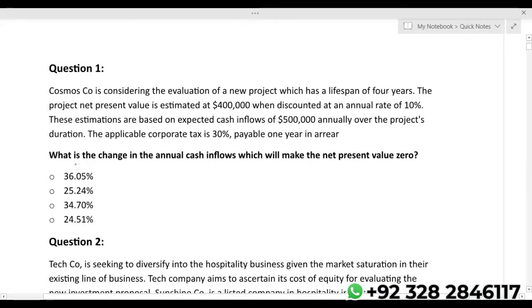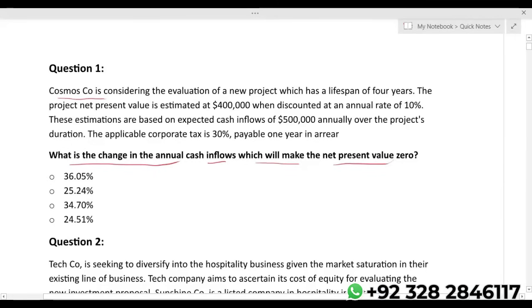What is the change in annual cash inflows which will make NPV zero? Of course, when the examiner says NPV zero, it means it's pointing towards sensitivity analysis.